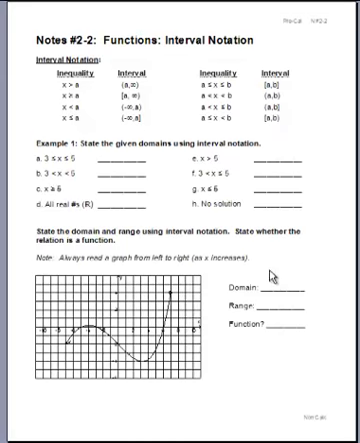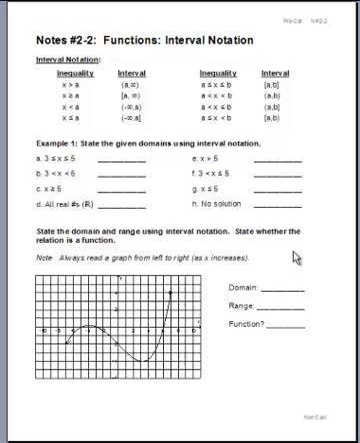Alright, this is 2-2 in pre-cal. We're going to look at interval notation for functions. This is another way to write the domain and range. We wrote it in set notation or set builder notation in 2-1. Now we're going to look at interval notation.